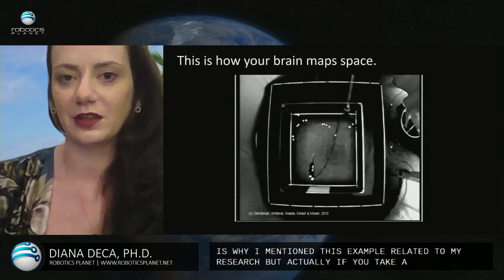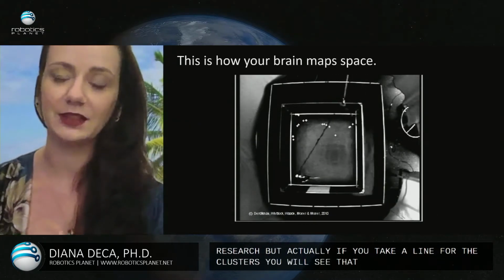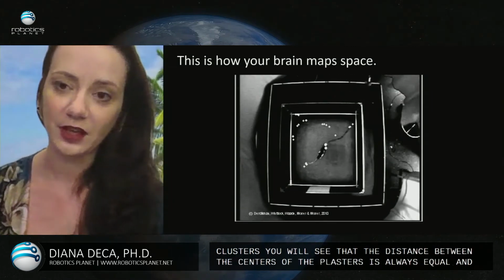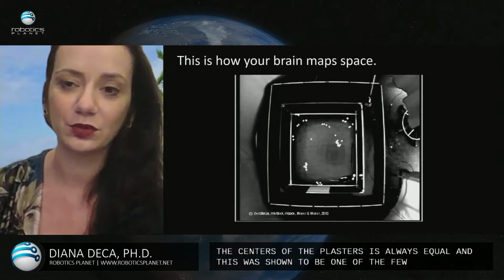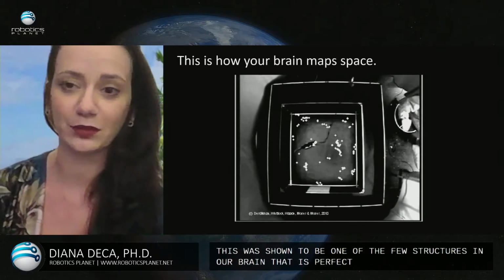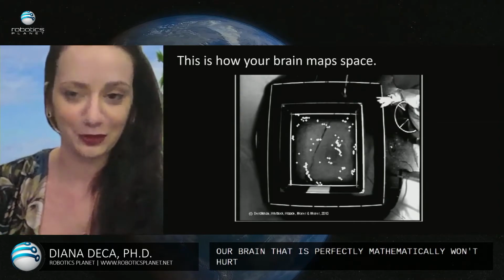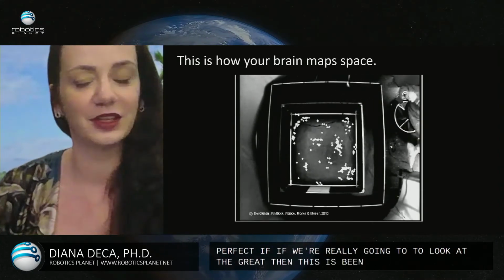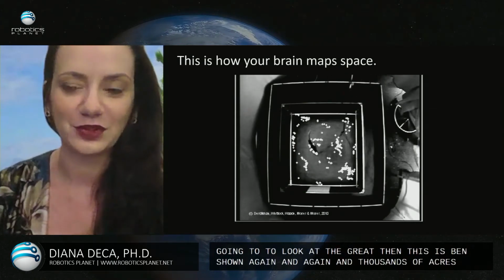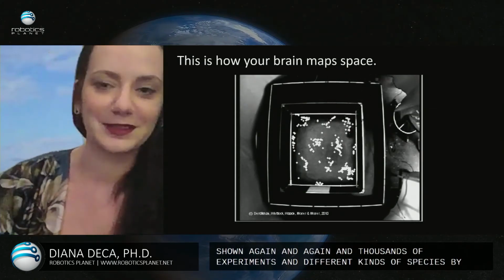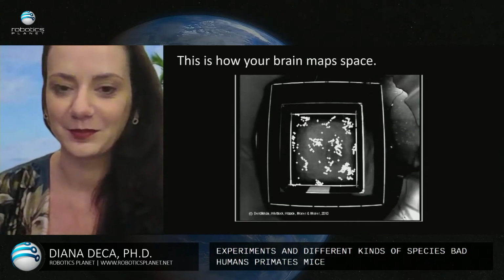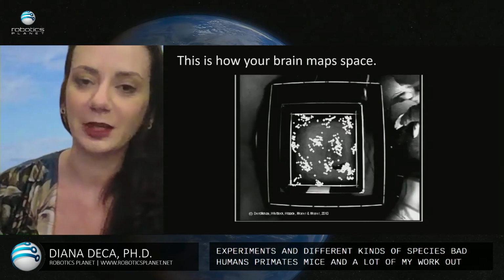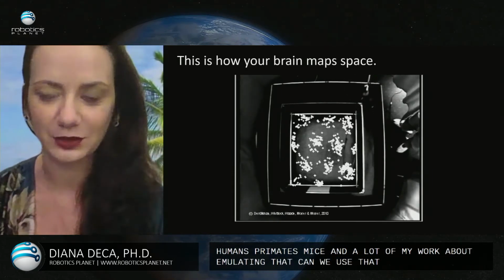But actually, if you take a line through the clusters, you will see that the distance between the centers of the clusters is always equal. And this was shown to be one of the few structures in our brain that is perfectly mathematically, well, perfect if we're really going to look at the grids. And this has been shown again and again in thousands of experiments in different kinds of species, bats, humans, primates, mice. And a lot of my work at Robotics has also been about emulating that. Can we use that to understand autonomy?